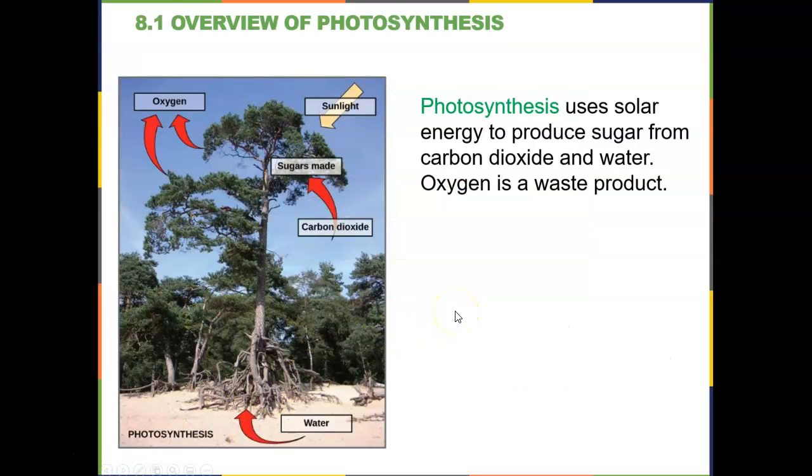So if we take an overview of photosynthesis, we see that energy from the sun comes into the photosynthetic mechanism in the leaves of the plant, and carbon dioxide will be included to make sugars. Water is also a necessary reactant, and the result is sugars being produced and oxygen being released. So you can see that this is the opposite of the cellular respiration mechanism that we looked at before.